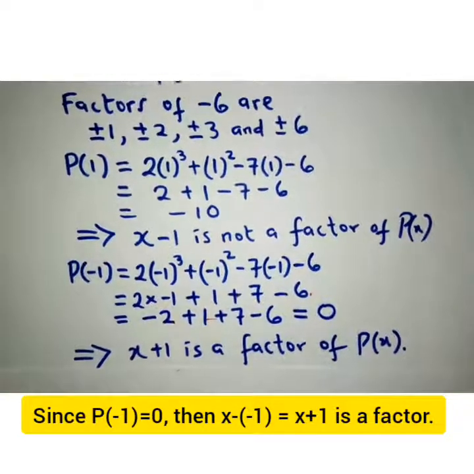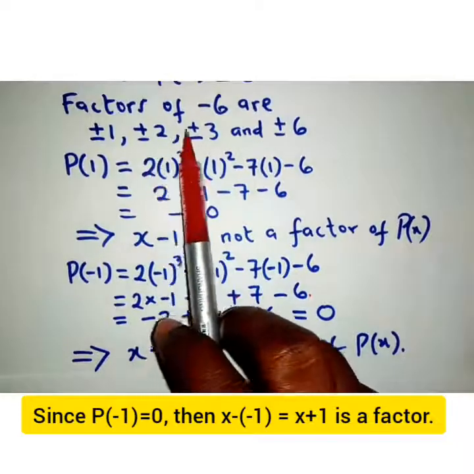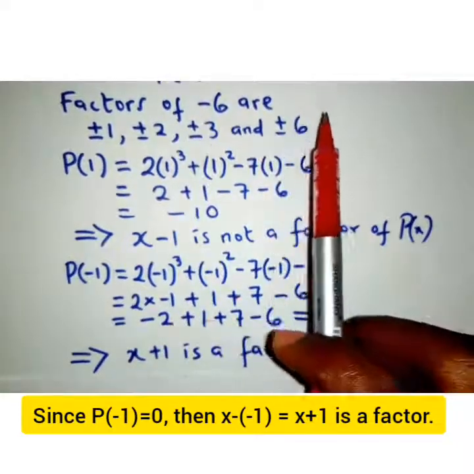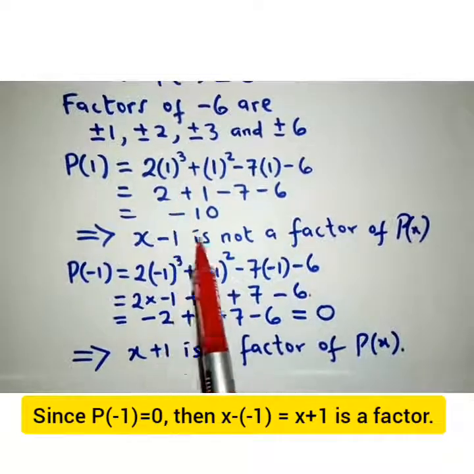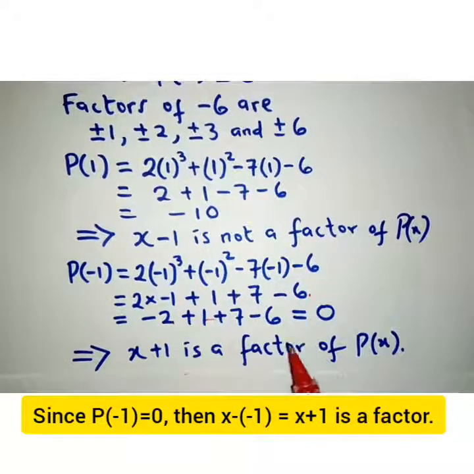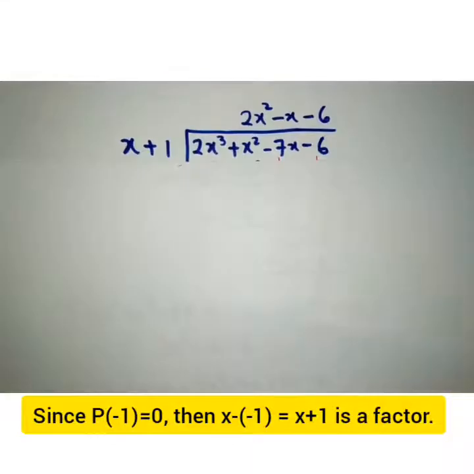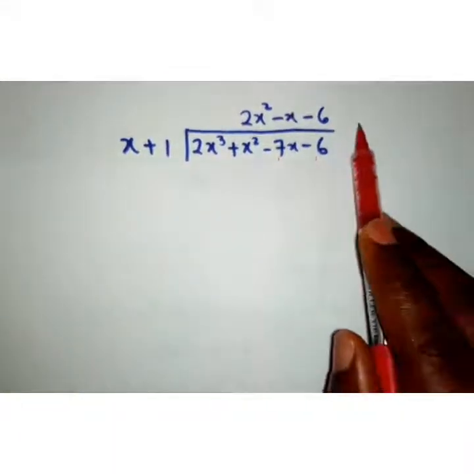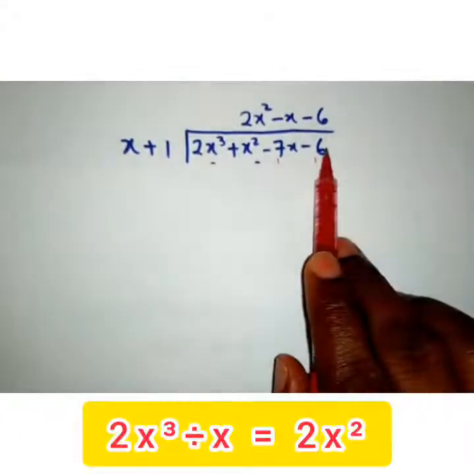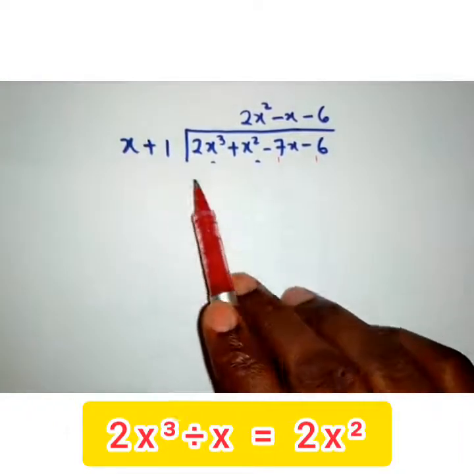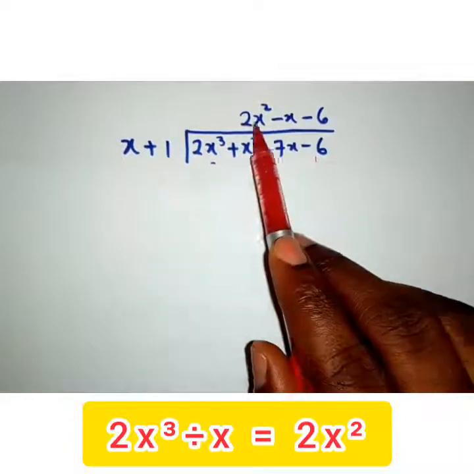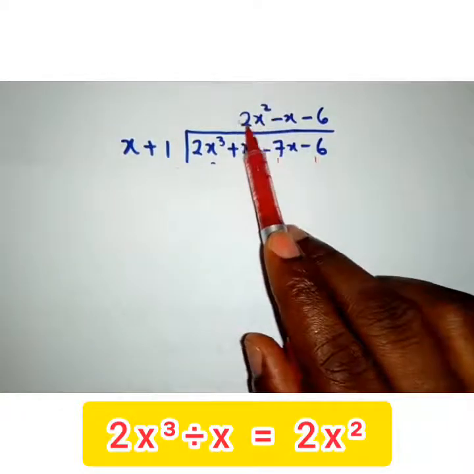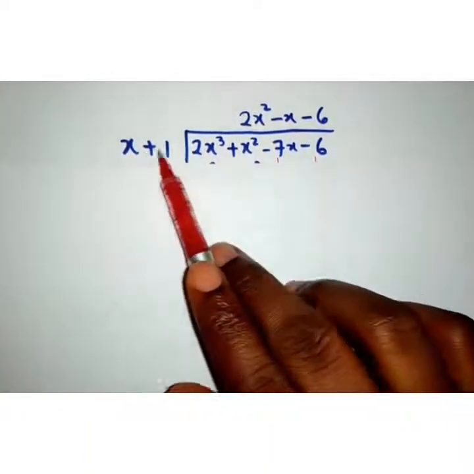We can test the other factors of minus 6 to find the other factors of p of x, or we use the long division method to obtain a quadratic factor. Now, using the long division method, we set our work in this format. This is our polynomial, and this is the first factor that we got. So 2x cubed divided by x gives us 2x squared, and then we multiply this by this here.